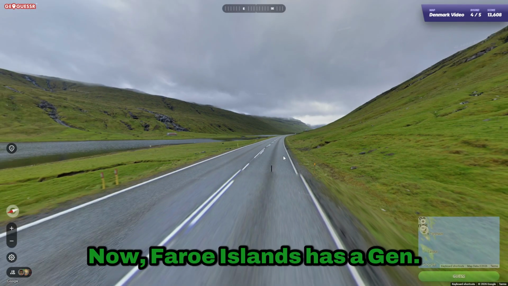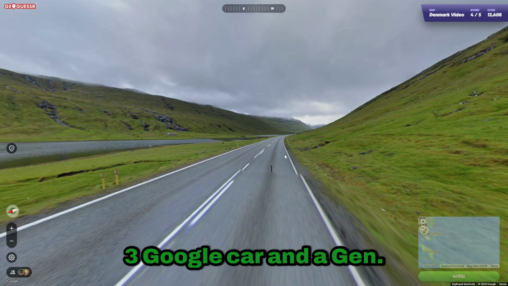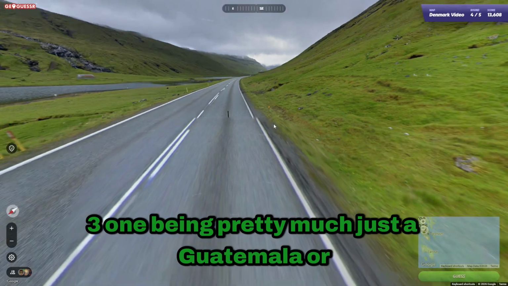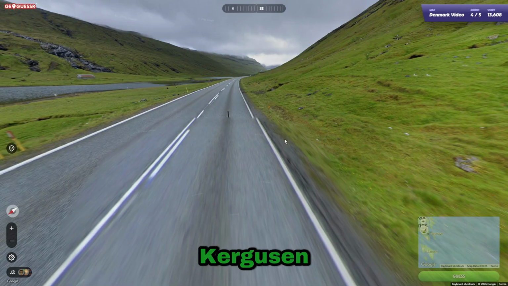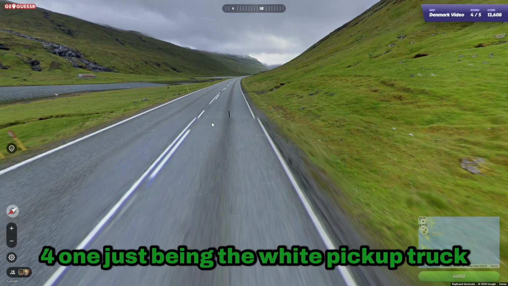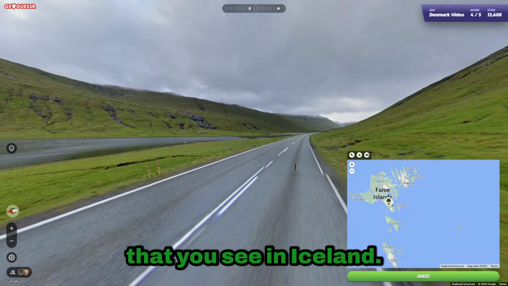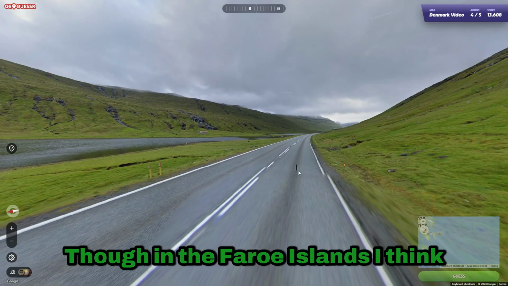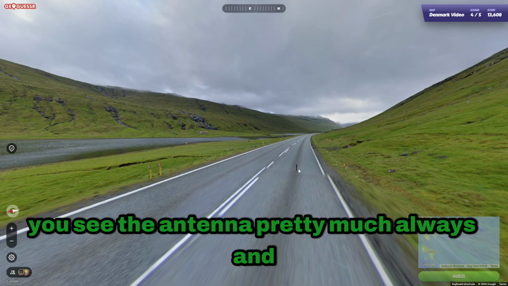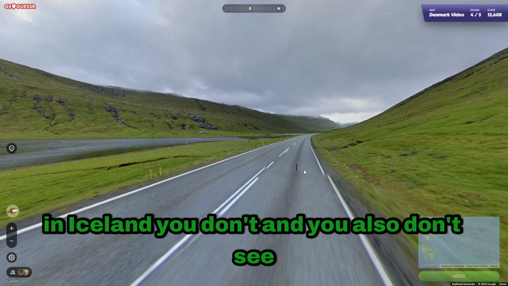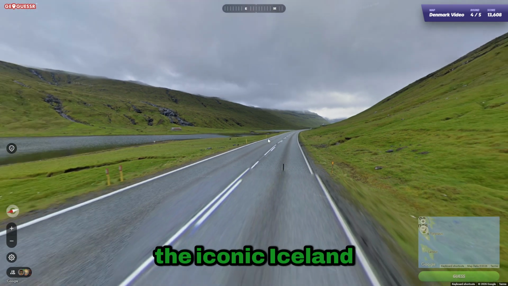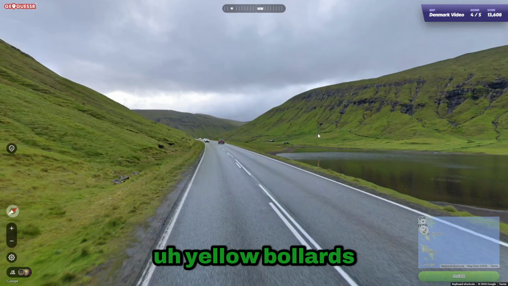Now, Faroe Islands has a Gen 3 Google car and a Gen 4 Google car. The Gen 3 one being pretty much just the Guatemala or Kyrgyzstan car. The Gen 4 one just being the white pickup truck they see in Iceland. Though in Faroe Islands, I think you see the antenna pretty much always, and in Iceland you don't. And you also don't see the iconic Iceland yellow bollards.